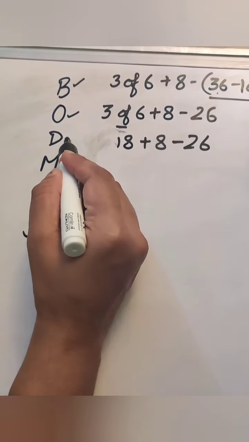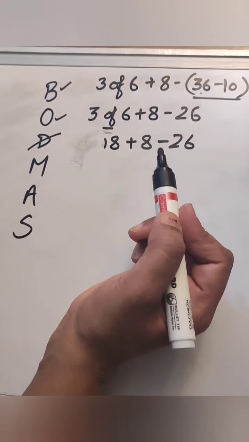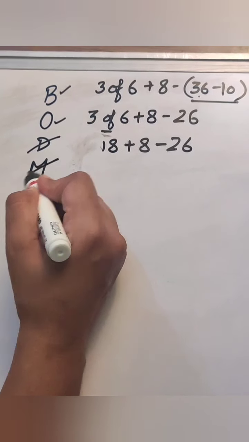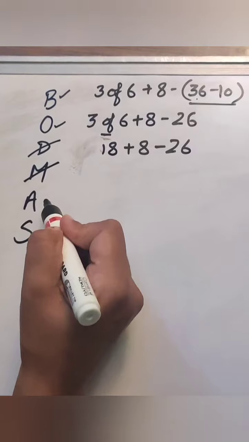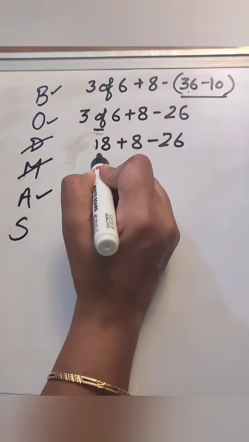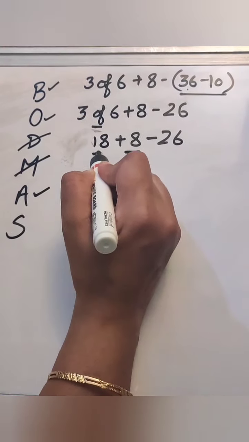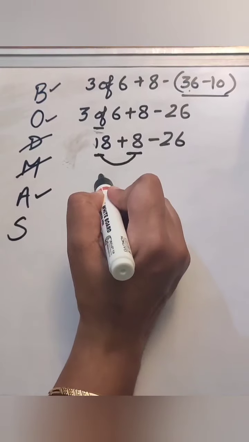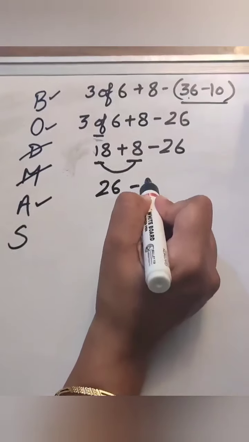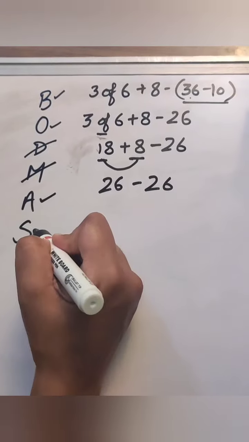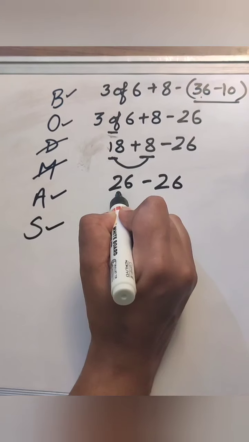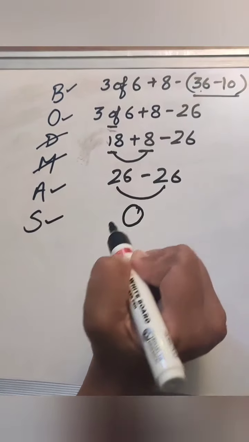After that division. So we don't have division here. Then we have multiplication. So multiplication is also not there. Then addition. 18 plus 8. So we will add these two numbers. Answer is 26 minus 26. And last is subtraction. 26 minus 26 is 0.